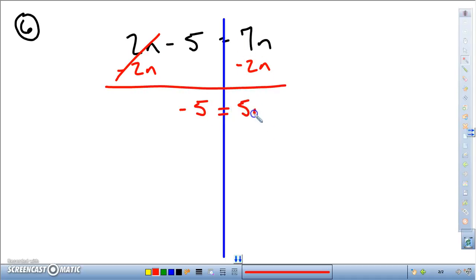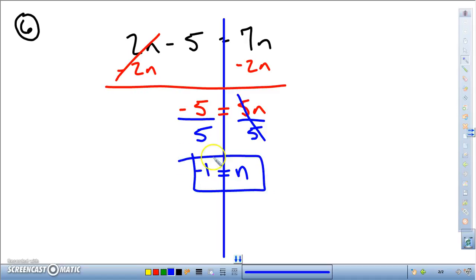7 minus 2 is 5n. And again, to get rid of the multiplication, we divide, this time by 5. That leaves me with 1n is equal to -1. And you can turn that back around with the variable on the left if you'd prefer.